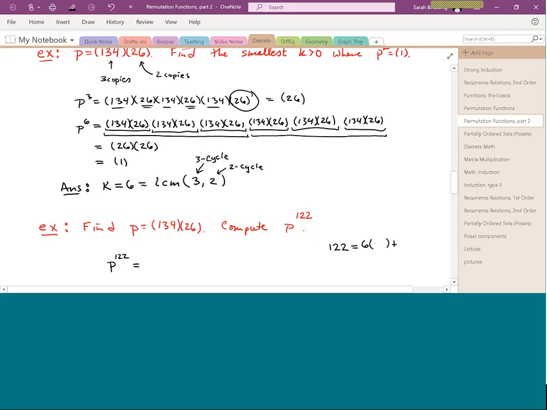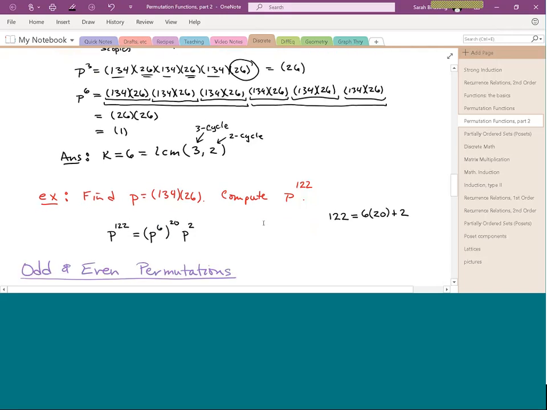Yep. And it turns out the 20 isn't the thing we're really focused on. The thing we're really focused on is the remainder. Exactly. There's the +2. So what this means in terms of exponents is this power of 122 can be rewritten as P to the 6, 20 copies of them, and then you have an extra P squared. Which means what? Because this first part was the identity, this is exactly the same thing as just P squared.